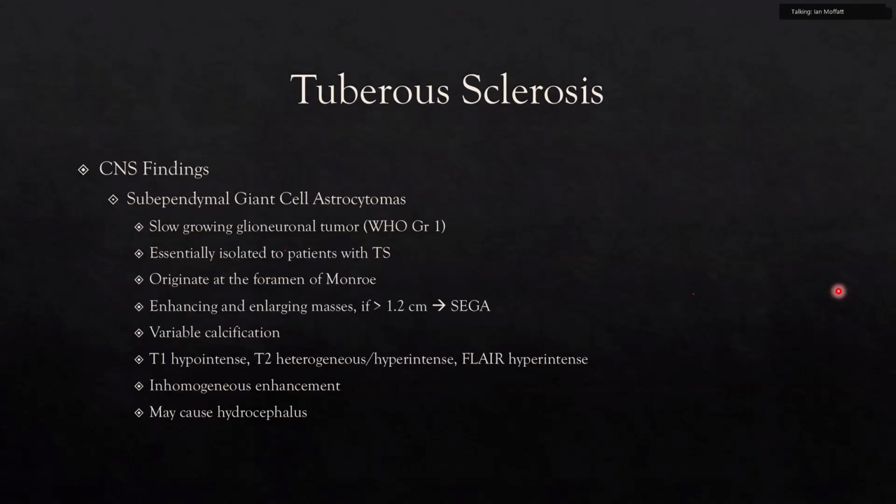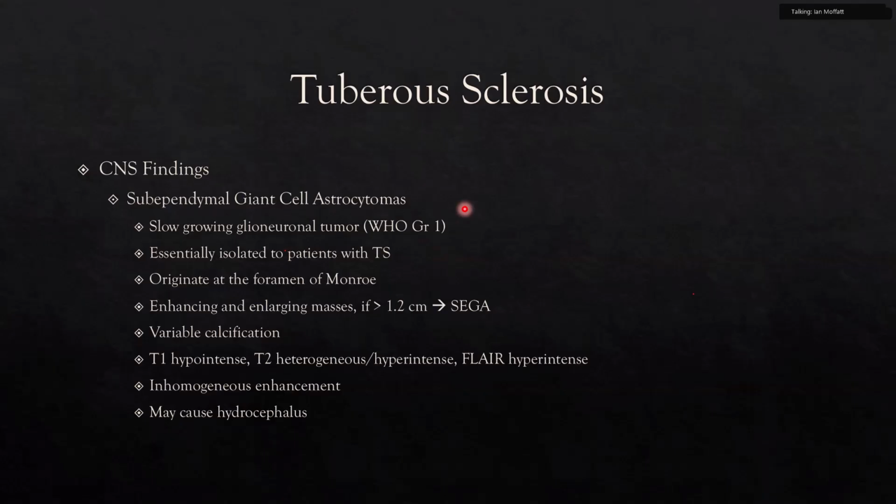These differ slightly from subependymal giant cell astrocytomas, which are actually a slow-growing glioneuronal tumor, WHO grade 1. They're essentially isolated to patients with tuberous sclerosis. So if you have a diagnosis of a SEGA in someone who doesn't have a diagnosis of tuberous sclerosis, look really hard for another major or minor feature.